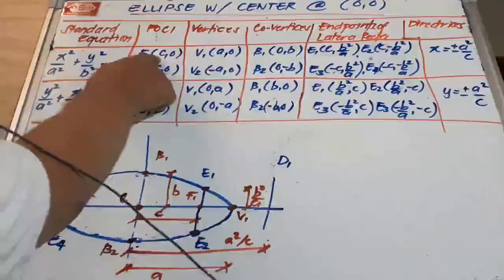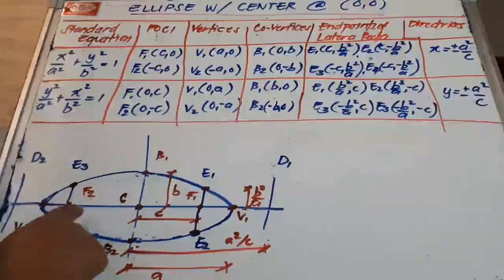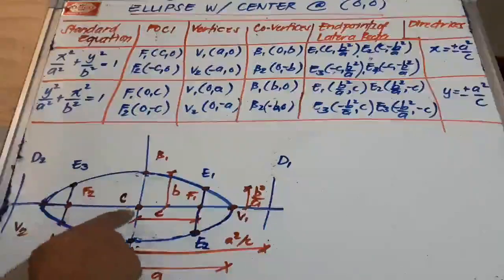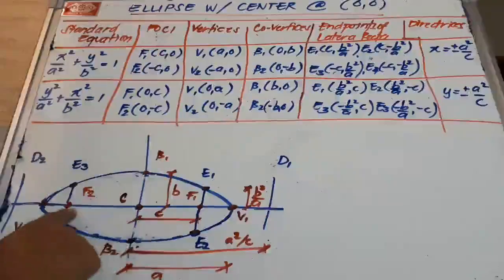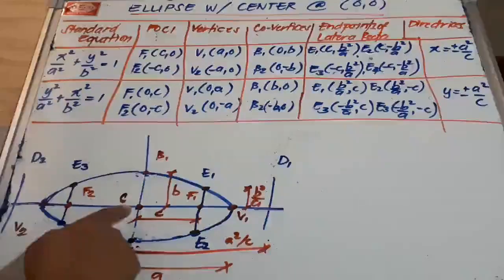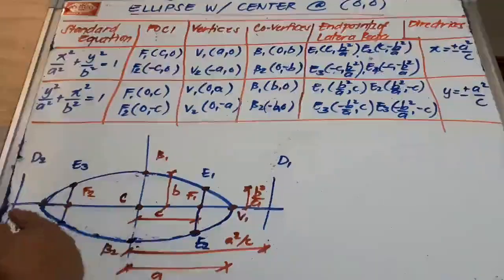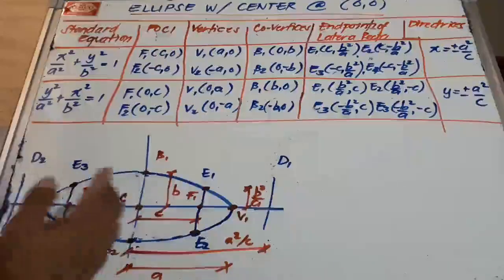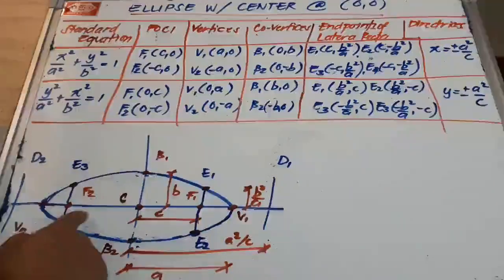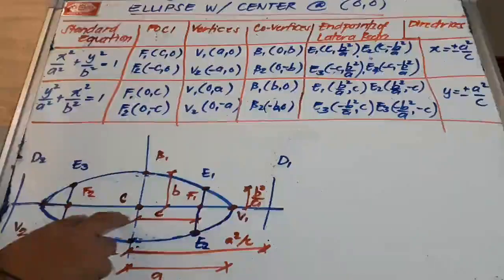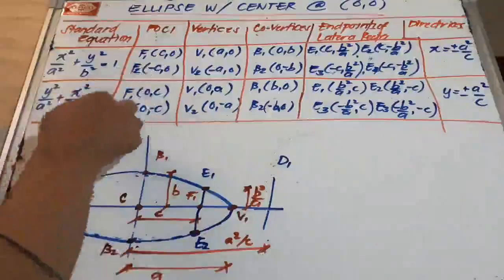Okay? For focus number 2 or F sub 2, ang kanyang ordered pair will be the horizontal distance, comma, the vertical distance. The horizontal distance is c. But since nasa negative side siya ng x-axis, therefore, the horizontal distance will be negative c, comma, 0.